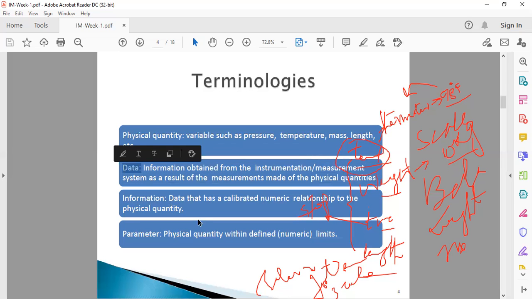The information which you get after measuring the physical quantities is called the data. Data has a calibrated numeric relation to the physical quantities. And parameters, the numeric limits, or the unit, we can say. For example, degree Fahrenheit, degree Celsius, or Kelvin. Similarly, kilogram, gram, milligram, etc. And for the distance, the meter, the kilometer, and the centimeter, etc.